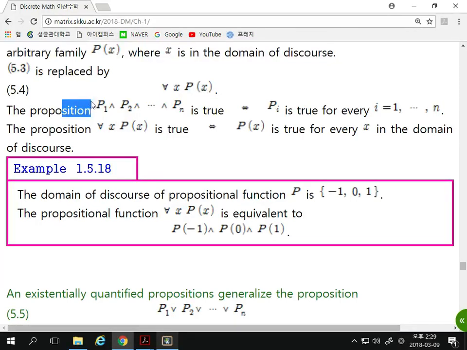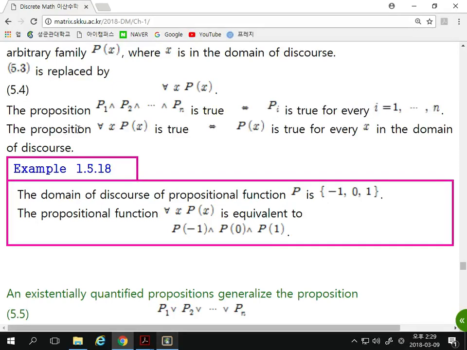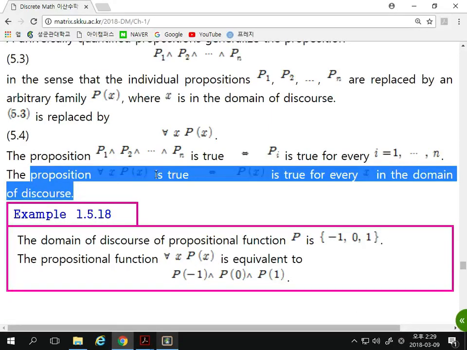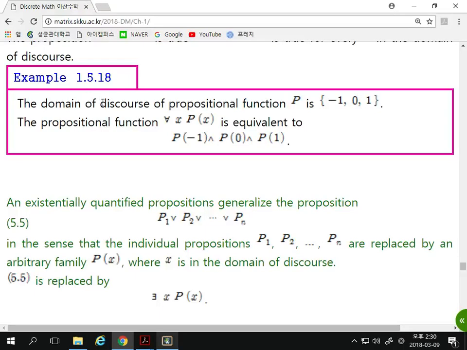So what that means is if all these are true, then Pi is true for every i, then the proposition "for all x, P of x" is true. That means P of x is true for every x in the domain of discourse. So when we have this, we can use De Morgan's law very effectively when you have many propositions. Okay, here is the example. First, a simple example. The domain of discourse of the propositional function P is this, then "for all x, P of x" is equivalent to P of minus 1 and P of 0 and P of 1, like this.